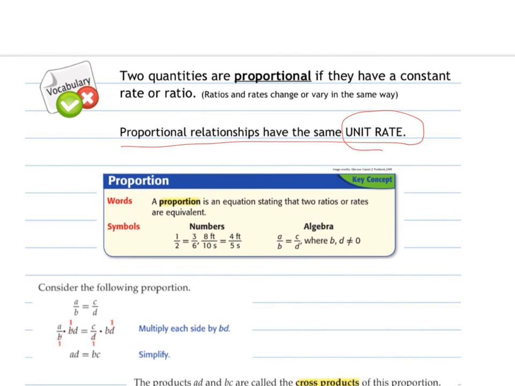So proportion is another word. Proportion and proportional can be tricky. A proportion is an equation stating that two ratios are equivalent. So it's just the equation portion of saying 1/2 and 3/6 are the same, or 8 feet for every 10 seconds and 4 feet for every 5 seconds are the same. Okay?